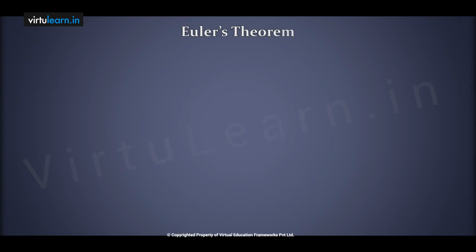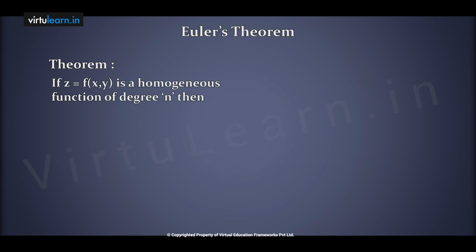Euler's theorem. Z is a homogeneous function in two variables. Then Euler's theorem, how to apply this Euler's theorem? I'm writing the statement here. First of all, Z is a homogeneous function in x and y variables of degree n. Then x ∂z/∂x plus y ∂z/∂y equals n into z. Here n is the degree, homogeneous function of degree n.